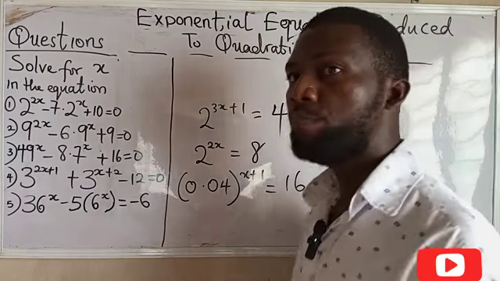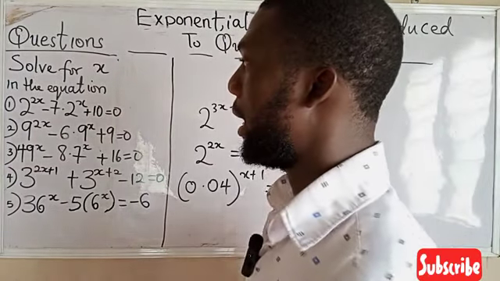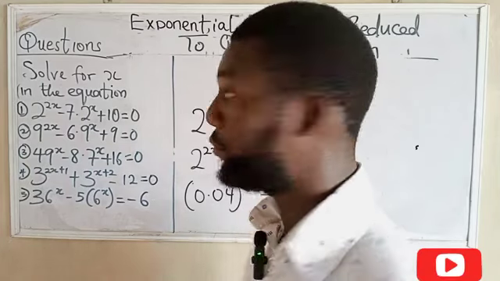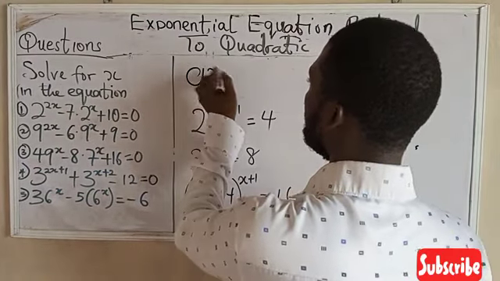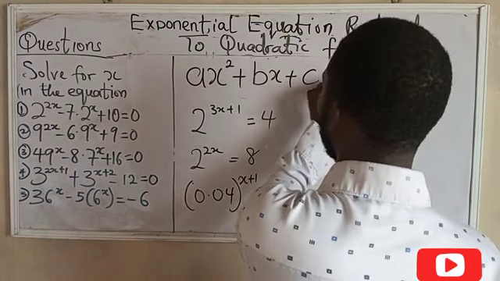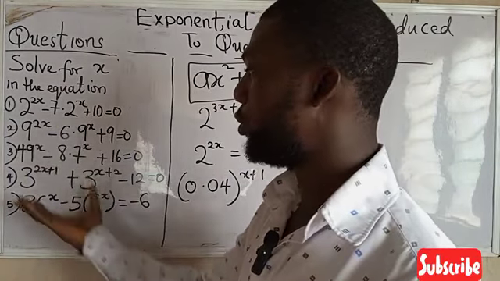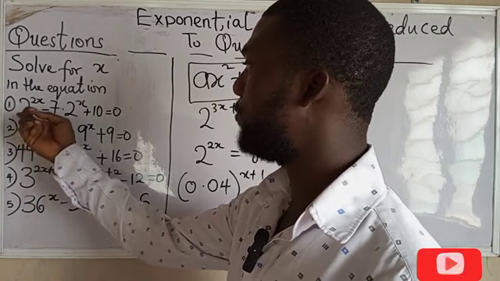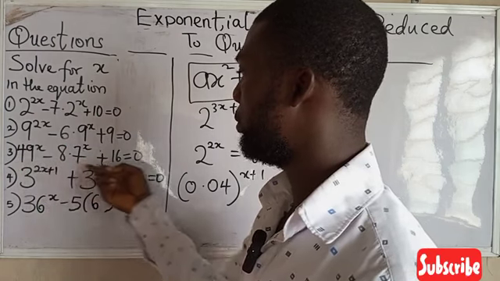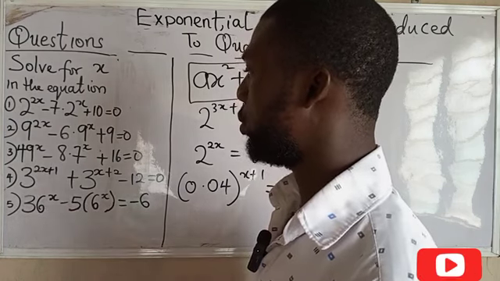Number one, most of the questions on exponential equations reduced to quadratic equations have three terms. Let's not forget that a quadratic equation is of the form ax raised to power 2 plus bx plus c equals 0. You understand? So, number one, we are going to look at the terms here. As you can see, I have 1, 2, 3, and so on and so forth.